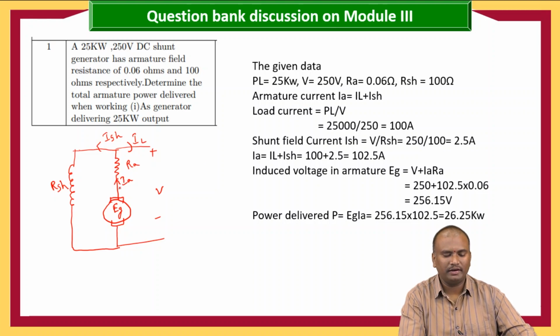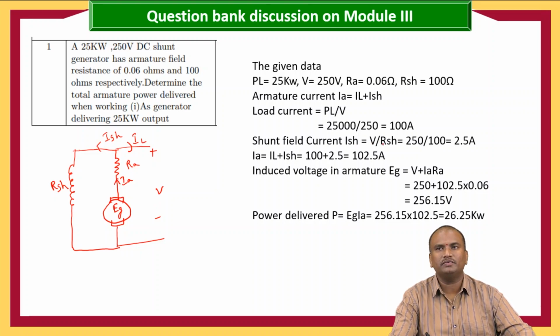Here, armature current IA is equals to, according to Kirchhoff's current law, IL plus ISH. Load current is equals to PL by V, that is 25,000 by 250, which is equals to 100 amperes. Now the shunt field current is directly connected in parallel to the voltage. So ISH is equals to V by RSH, which is 250 by 100, which gives us the value as 2.5 amperes.